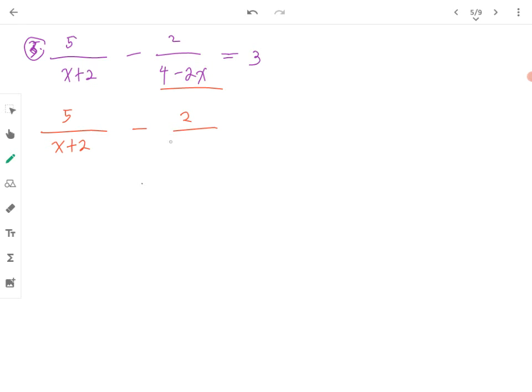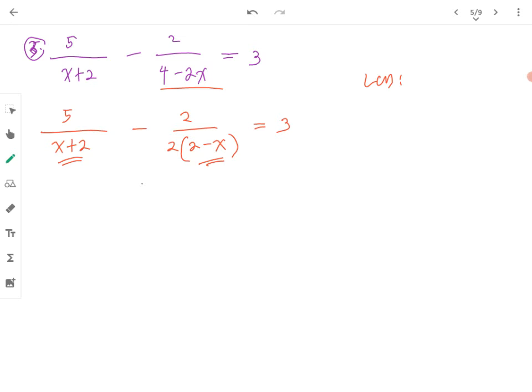If we're going to factor this, you have 2 times 2 minus x equals 3. Notice that these are inverses. Our LCD is, let's copy one of these. They are actually the same, they are just inverses. So x plus 2 and 2 minus x.